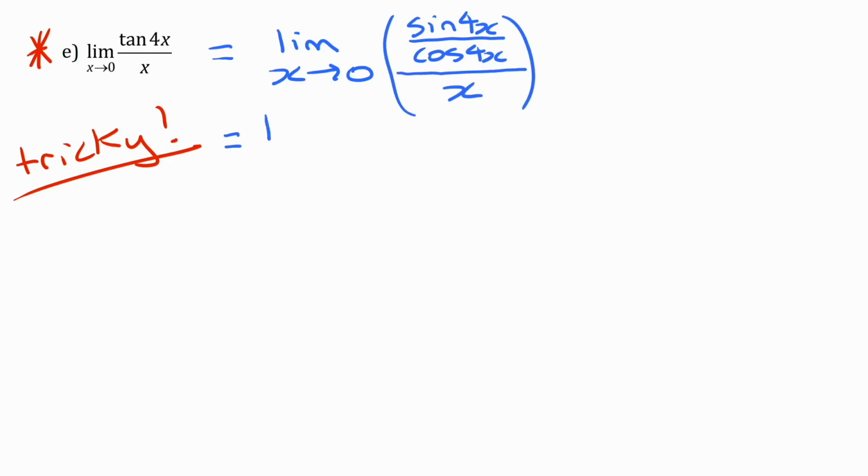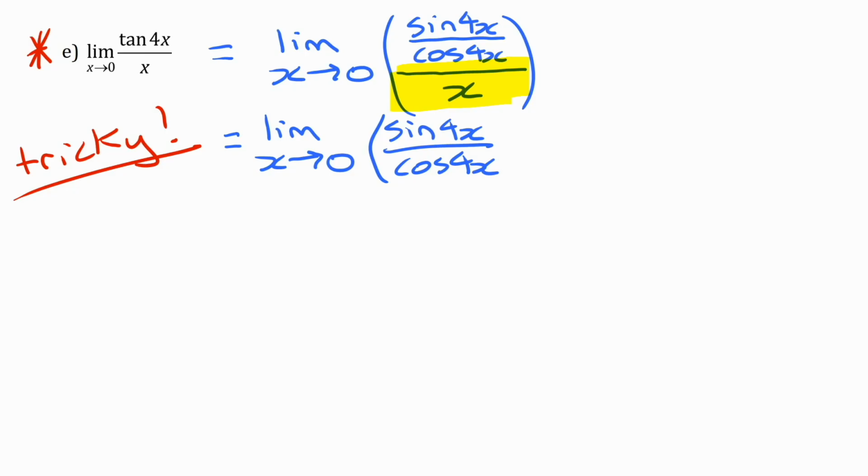And then we can take that and write another equivalent limit as x approaches 0. But we can write this sine 4x over cos 4x, and instead of dividing it by x, we are going to take this divided by x and write it as multiplied by 1 over x. Dividing by something is like multiplying by the reciprocal. What that allows now is when we rewrite it again here, we can make a few changes.